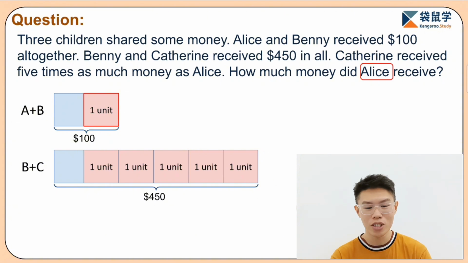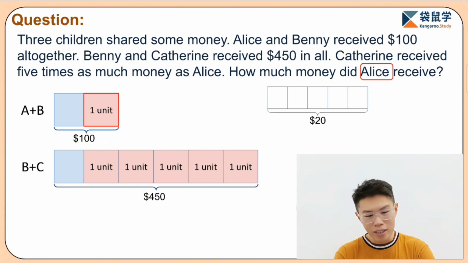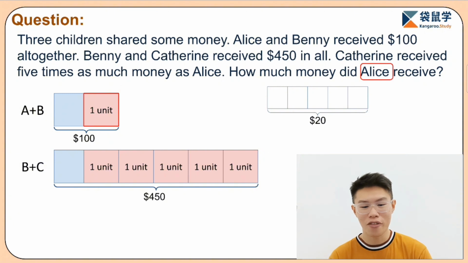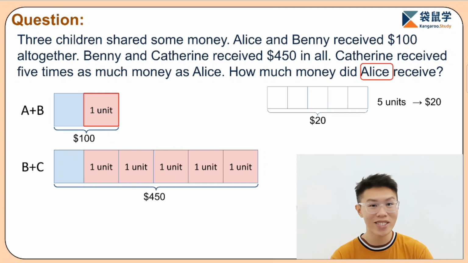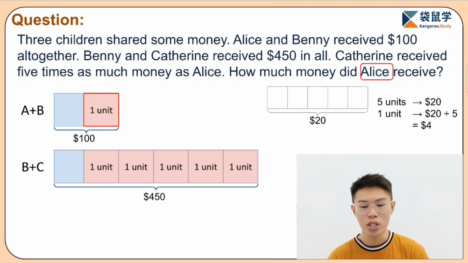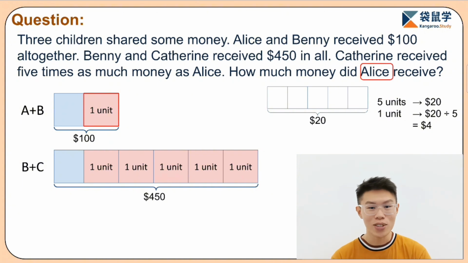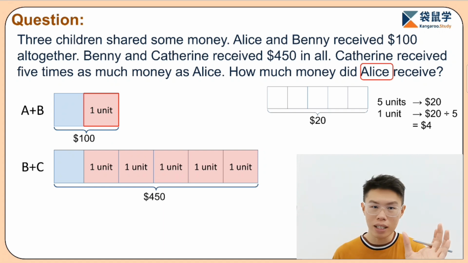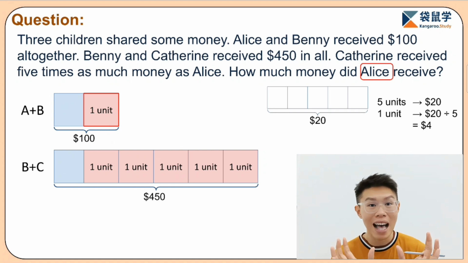I'll give you an example, a short one. 5 blocks, 5 units representing $20. How do we find the value for 1 unit? We first write down 5 units to $20, and next to calculate 1 unit, we do 20 divided by 5, which is $4. So from the example we can see, to find the value for 1 unit, we first need to locate the number of units and the corresponding value.